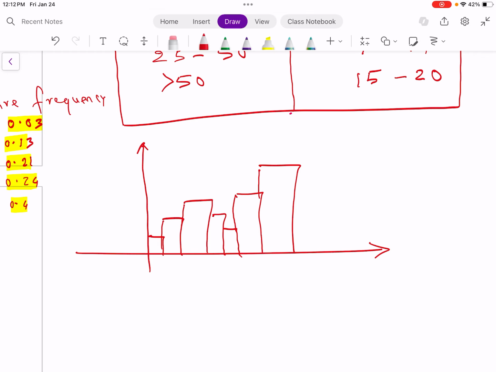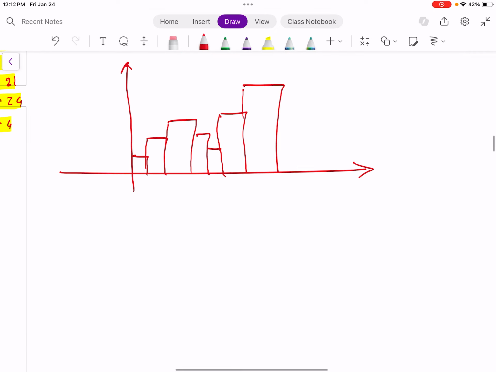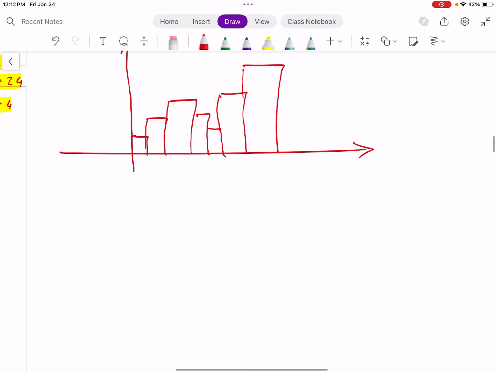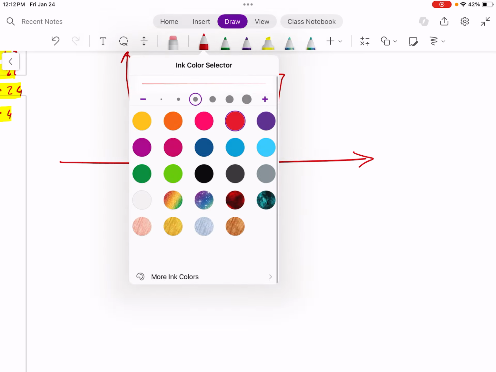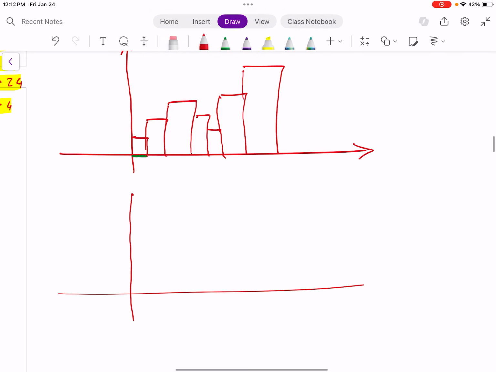So this is the histogram for any data set. Now if we decrease the width of the class interval, if we decrease the size of a class interval to be very small, the histogram looks like this. Now let me draw the histogram where the width of the class interval is small. So this is the histogram with a small width.